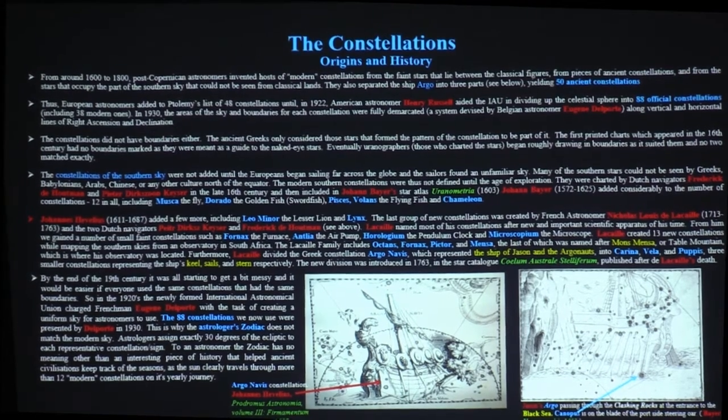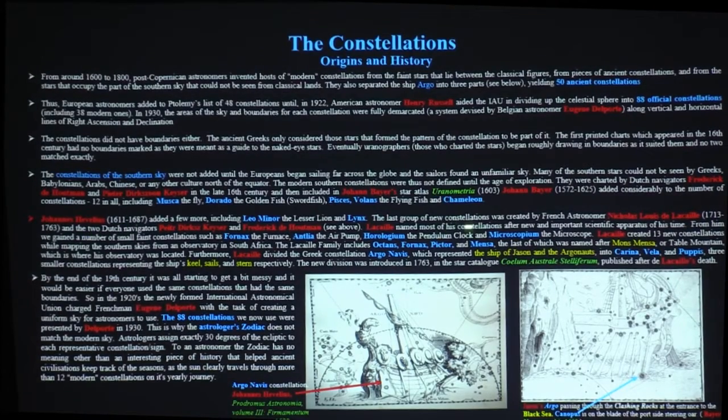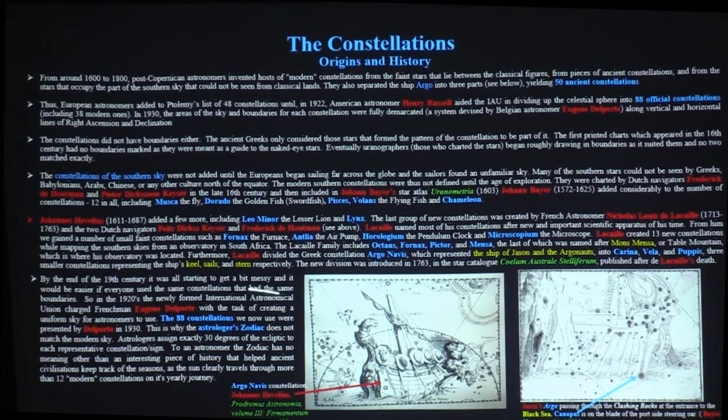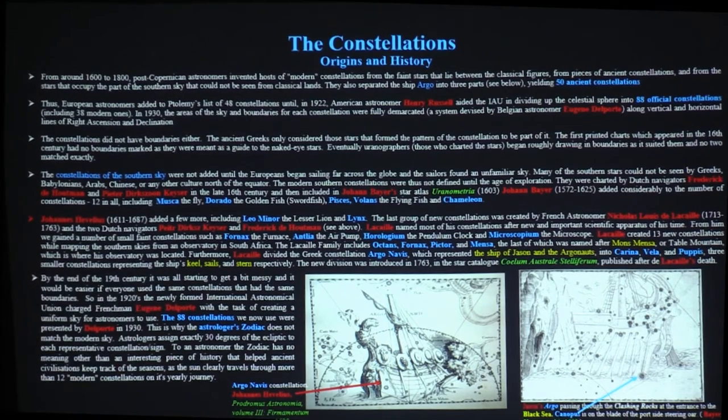And then one of my favourite characters, Lacaille, along with the two Dutch explorers, added most of the constellations after the new and important scientific apparatuses of his time. So some of the constellations became instruments, as we'll see. Quite interesting. From him we gained a number of small faint constellations such as Fornax, the Furnace, Antlia, the Air Pump. Here we go, here are instruments. Horologium, the Pendulum Clock, and Microscopium, the microscope. Lacaille created 13 new constellations while mapping the southern skies from his observatory in South Africa.